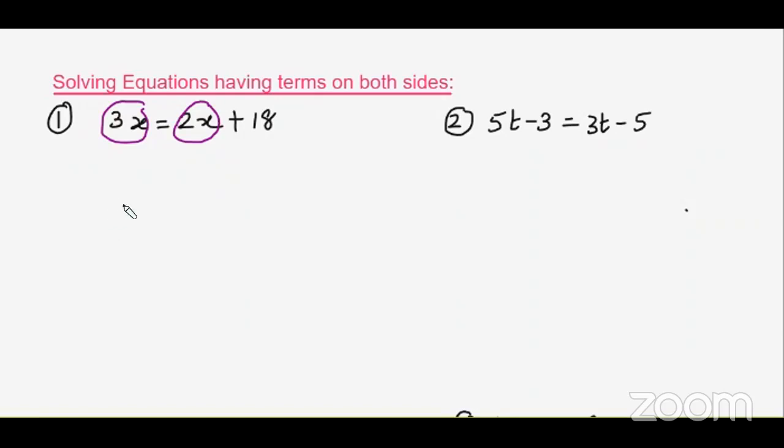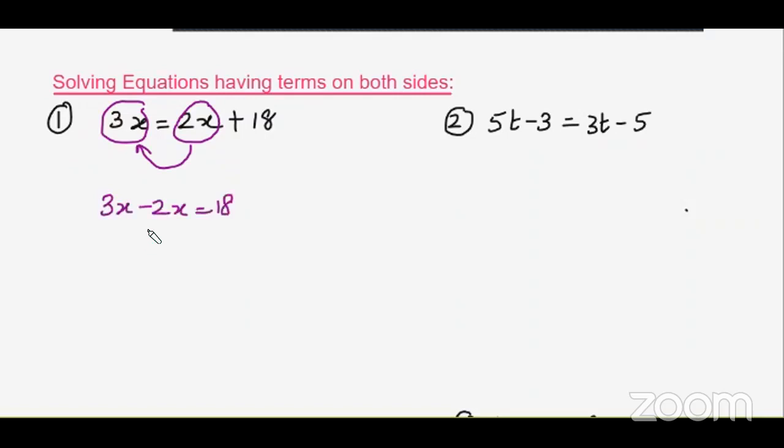So it will be subtracted. So 3x minus 2x equal to 18. So 3x minus 2x is x, equals 18. This was easier. Immediate transposition, you got the answer. Simpler one. Let's take the next one.